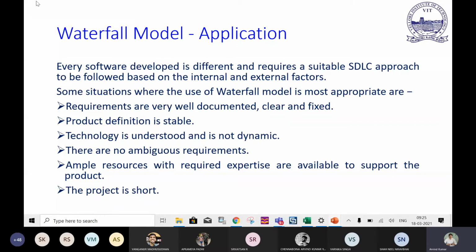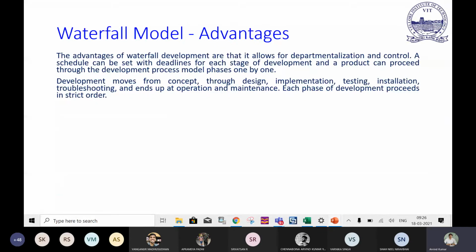So those are a few among the points that can be taken as advantages, and a few points can be taken as disadvantages. As a summary, the advantages of waterfall development are that it allows departmentalization and control. Schedule can be set with a deadline for each stage of development. So a few good points you can take from here.